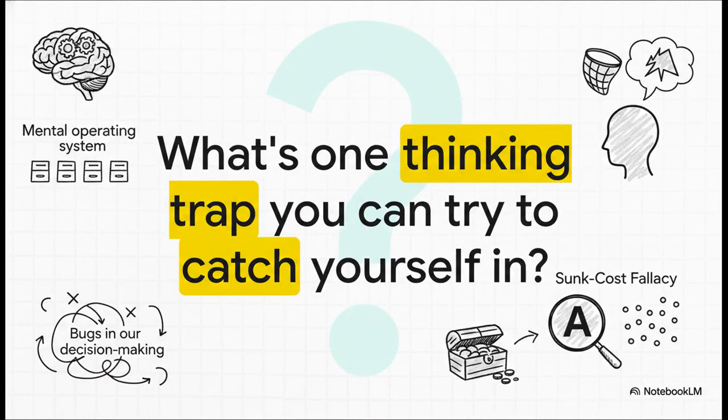So, we've taken a quick tour of our mental operating system, from its filing cabinets to its common bugs. But knowing this stuff is one thing. The real power comes from applying it. So my question for you is this. What's one thinking trap, maybe the sunk cost fallacy or that availability heuristic, that you can just try to notice yourself doing this week? After all, awareness is always the first step to thinking just a little bit better.